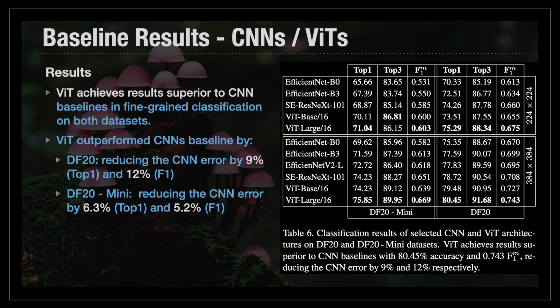In the second experiment, where we compare the CNNs with vision transformers, which unlike CNNs do not use convolutions but interpret an image as a sequence of patches and preprocess it by a standard transformer encoder, as in natural language processing, we showed that ViTs achieved superior performance to the CNN baselines in fine-grained classification.